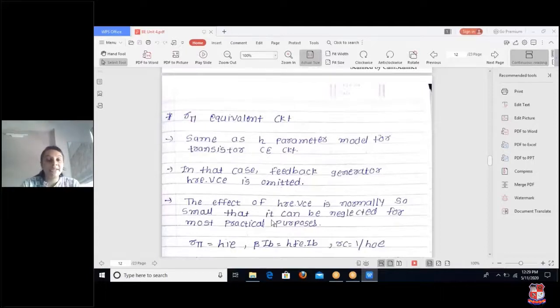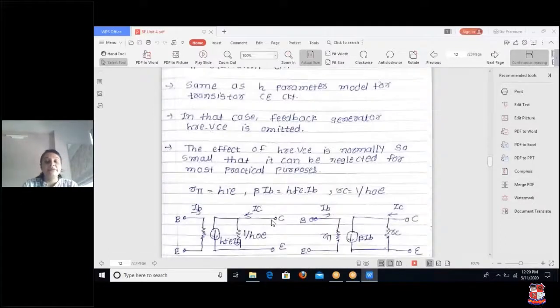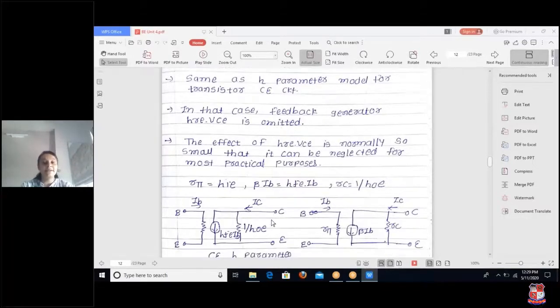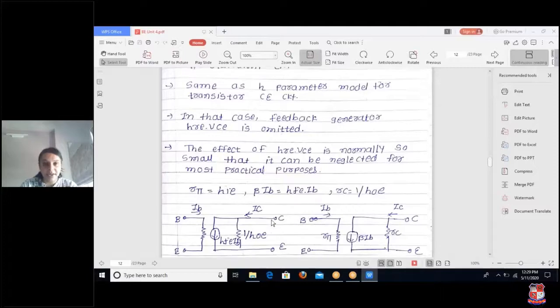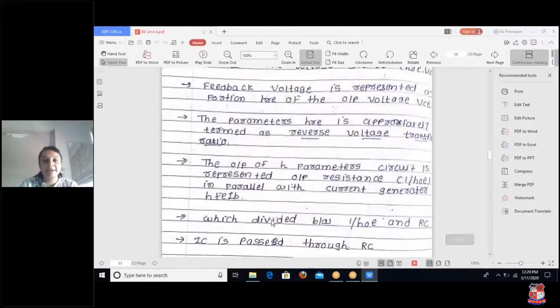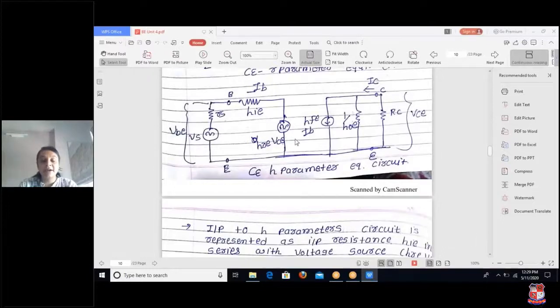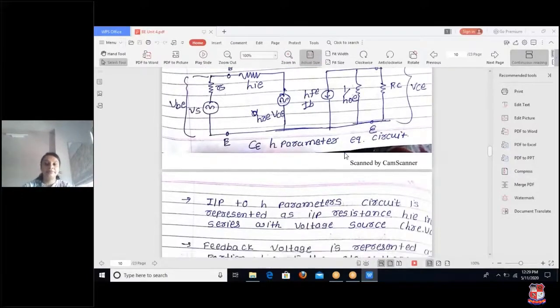So what is the R pi equivalent circuit? It is the same as the H parameter model circuit. In this case, the feedback generator, which is our HRE. Whenever we discuss the H parameter, we consider a voltage source at the input side, and at the output side we consider a current source.